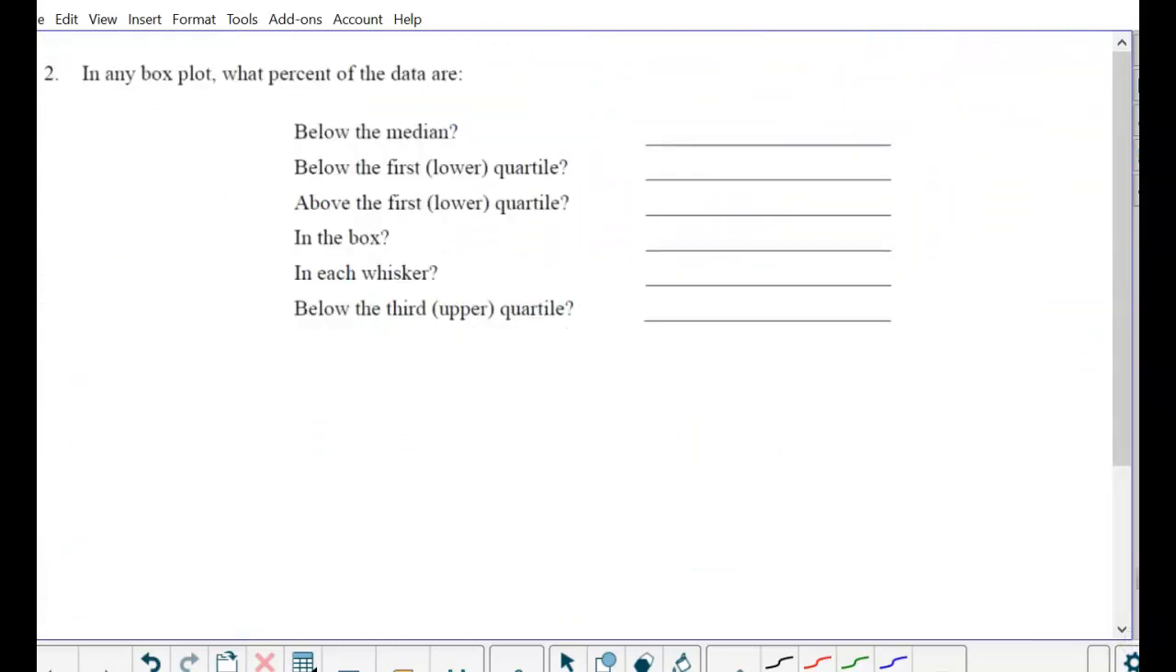in any box plot, what percent of the data are below the median? So remember that. The median splits it into 50%. Below the first or lower quartile, that's 25%. Above the first or lower quartile, well, that would be 100 minus 25, which is 75%. In the box, the number is 50%. Each whisker is 25%. And below the third or upper quartile would be 75%. Okay.